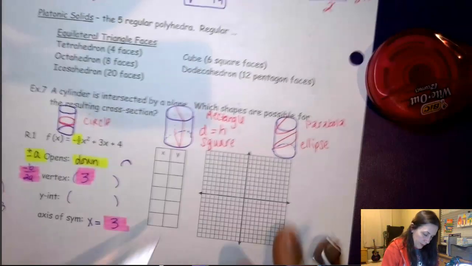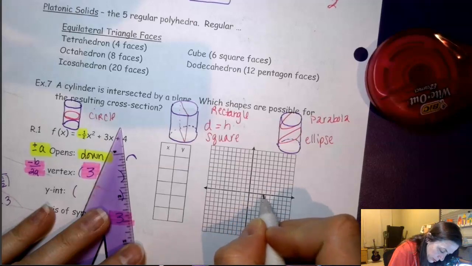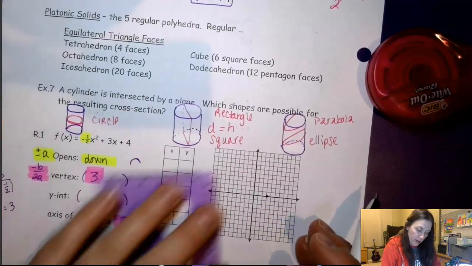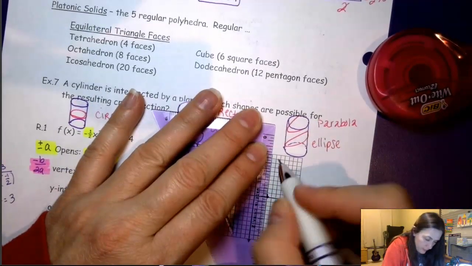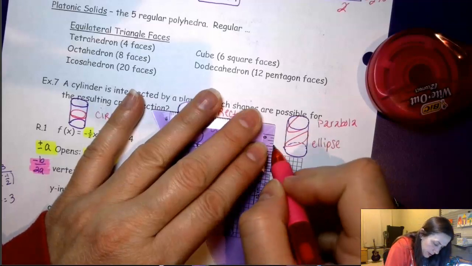So I'm going to go over here to where x is equal to 3. X is equal to 3 at 1, 2, right here. Which means the line wouldn't go horizontally, it's going to be a vertical line. I should do this pink because I did that in pink.